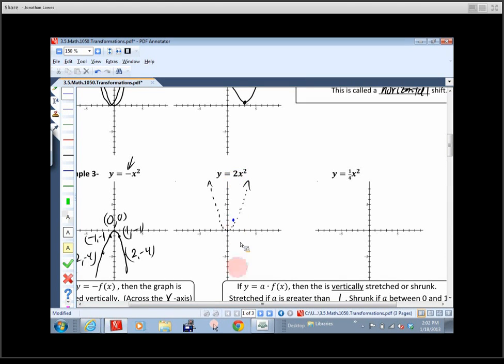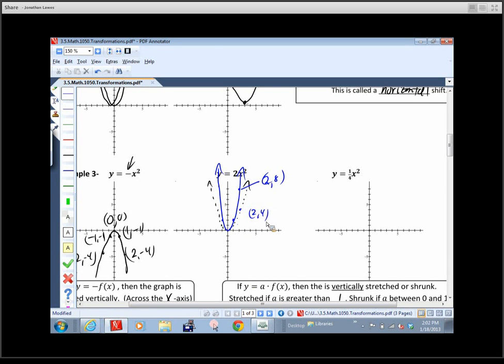Normally I go over 2 and then up 2 squared, so that would be up 4. The 2 tells me I need to go twice as far, so that's going to put me at 8. And then the same thing happens on the other side. So I get this graph right here. So the dotted one is the original graph. The solid one is 2 times x squared. And this point right here, 2 comma 8, instead of, what was it originally? Instead of 2 comma 4. Okay?